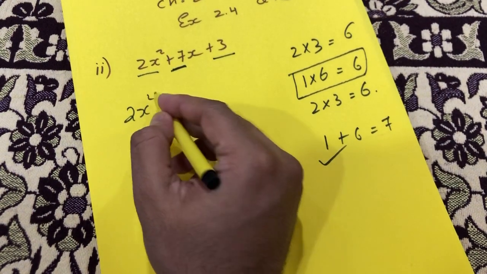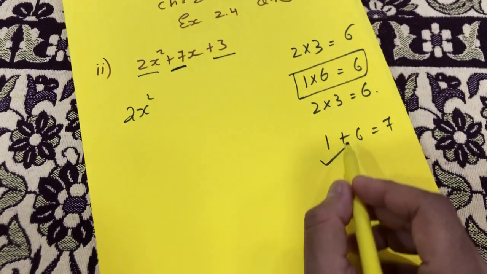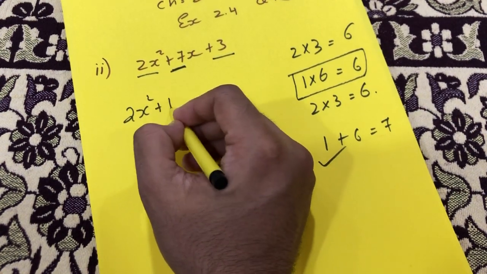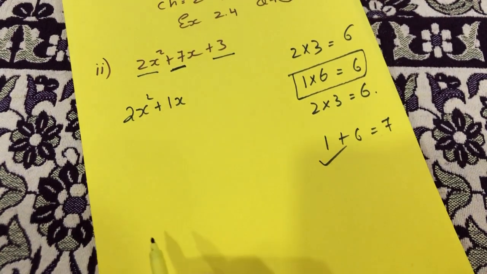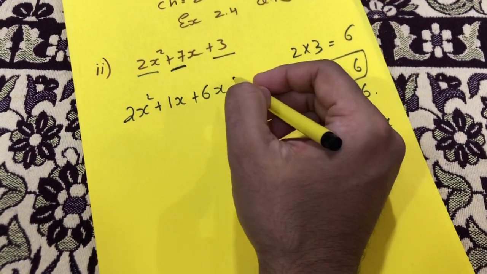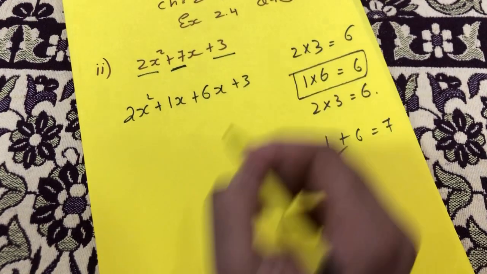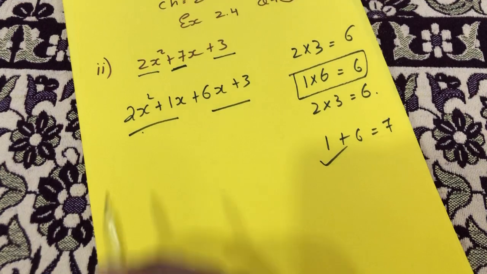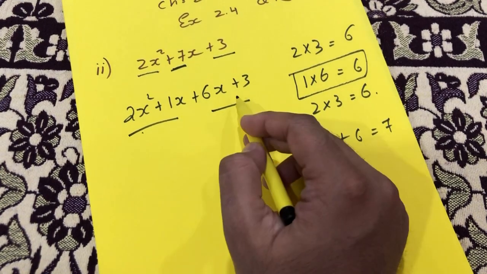Here 2x square will remain as it is. First of all we will put plus 1 and attach x here. Then we will put plus 6, and again attach x here, and the last term will remain as it is. Now we have to make the first two pair and last two pair.